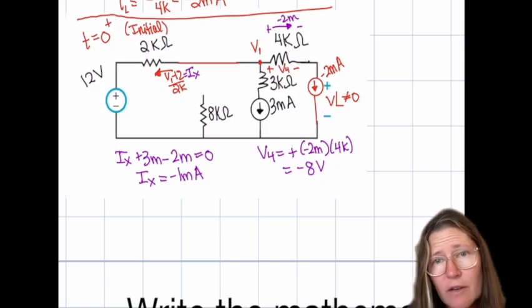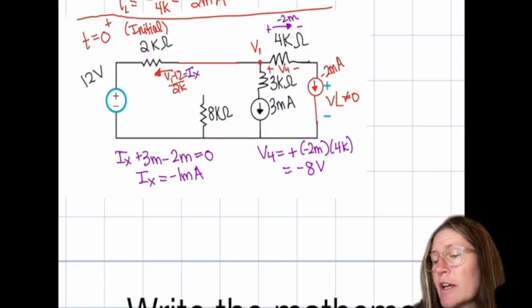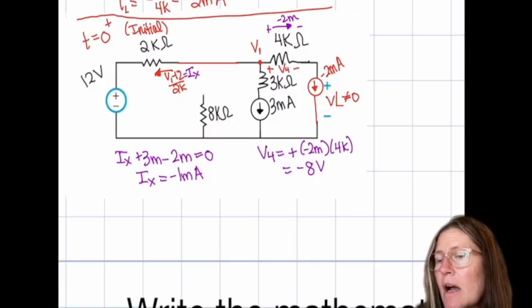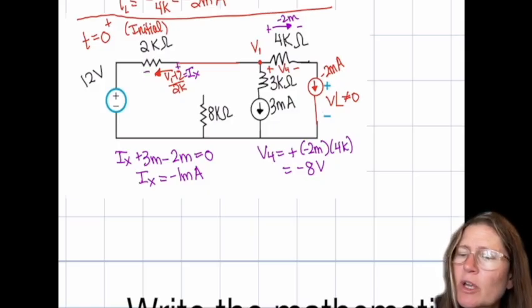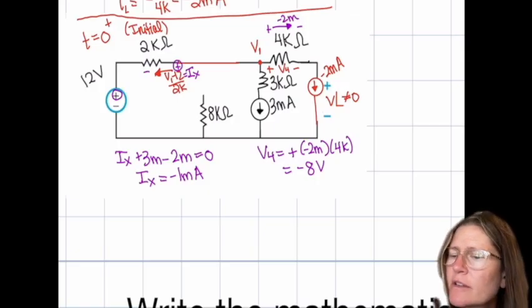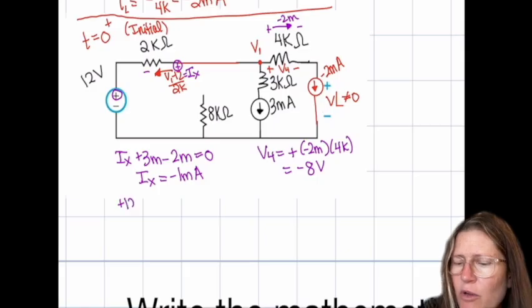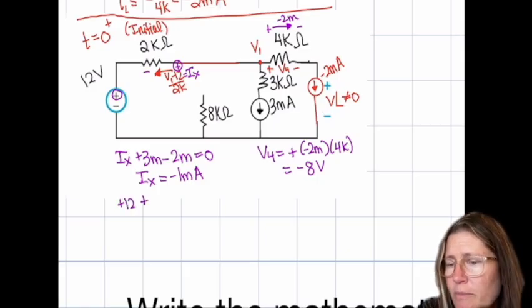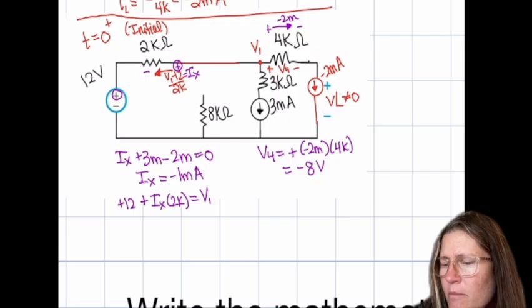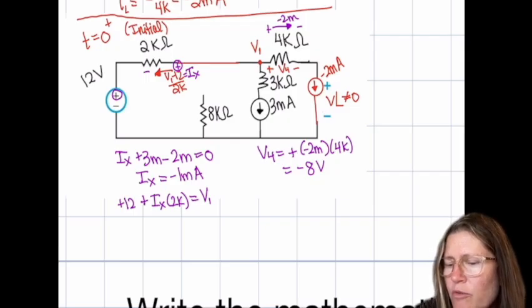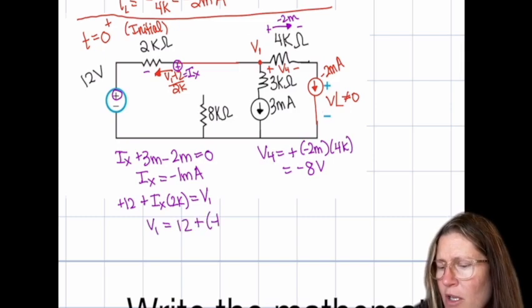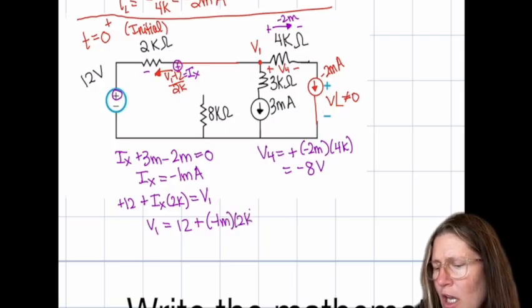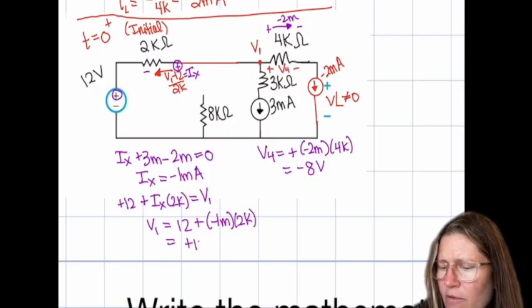V1, you can either find from IX, which would be plus minus this way, so a plus is equal to V1. So we have plus 12 plus IX times 2K is equal to V1. So V1 here ends up being 12 plus a minus 1 times 2K, for a plus 10 volts.